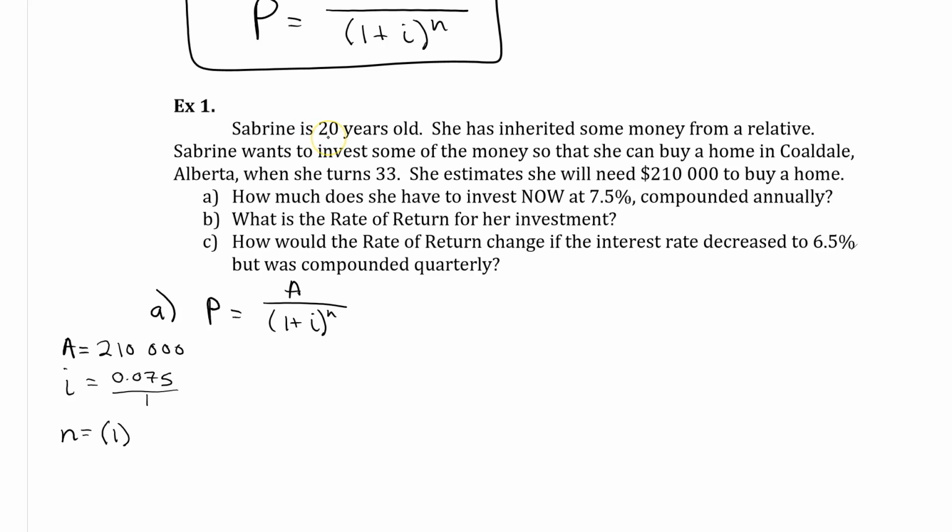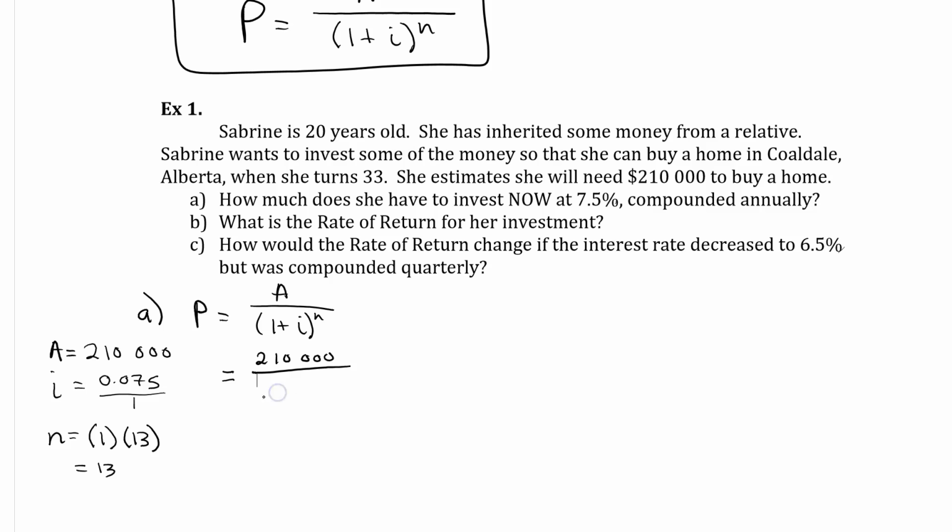Let's see how many years she is going to actually be invested. So the difference between 20 years and 33 years is going to be 13. So we're going to be investing this amount for 13 years. 1 times 13 is 13. So now that we have our A, i, and n values, let's plug it into our formula. So the A is going to be 210,000 divided by 1 plus, not i, but 0.075, and not to the n, but to the 13.